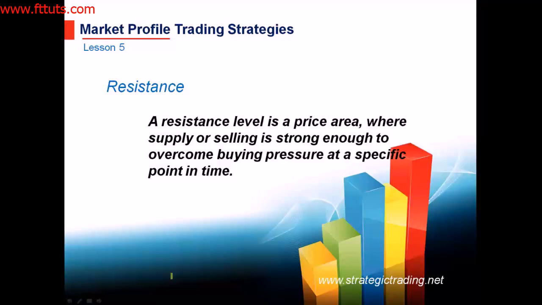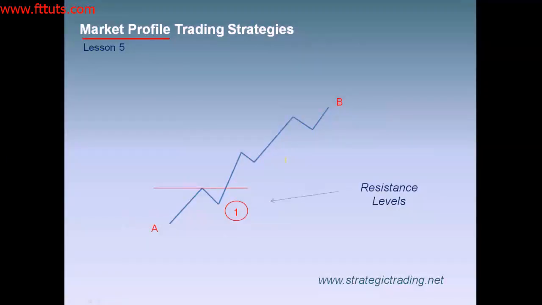All right, now a definition for resistance. Resistance and support are often interchangeable, as we will see in a moment. But when we think of resistance, a resistance level is simply a price area where supply or selling is strong enough to overcome the buying pressure in the market, again, at a specific point in time. Always remember the specific point in time, because these support and resistance levels are not the same on different time frames. So once again, let's take a look at this brief price movement that we've drawn.